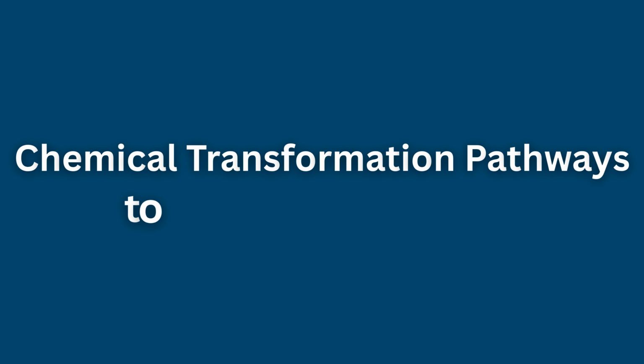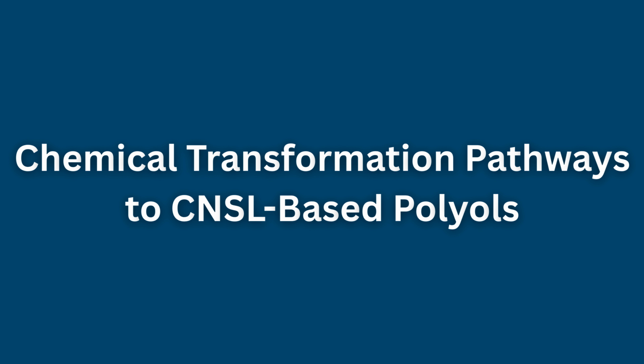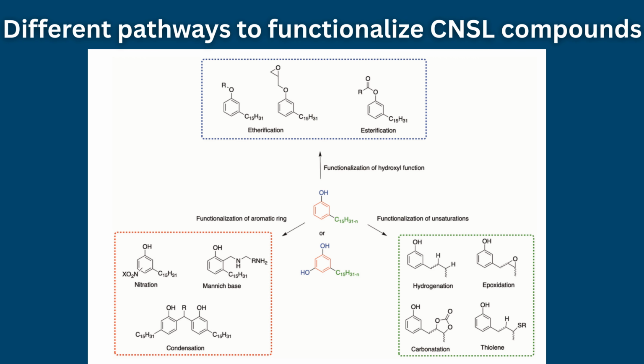Chemical transformation pathways to CNSL-based polyols. The conversion of CNSL into polyols involves the introduction or enhancement of hydroxyl functionality through chemical modification of its reactive sites. These transformations primarily target the phenolic hydroxyl group, the unsaturated alkyl chain, and the aromatic ring. Modification of the phenolic hydroxyl group represents one of the most direct approaches to generating polyols.